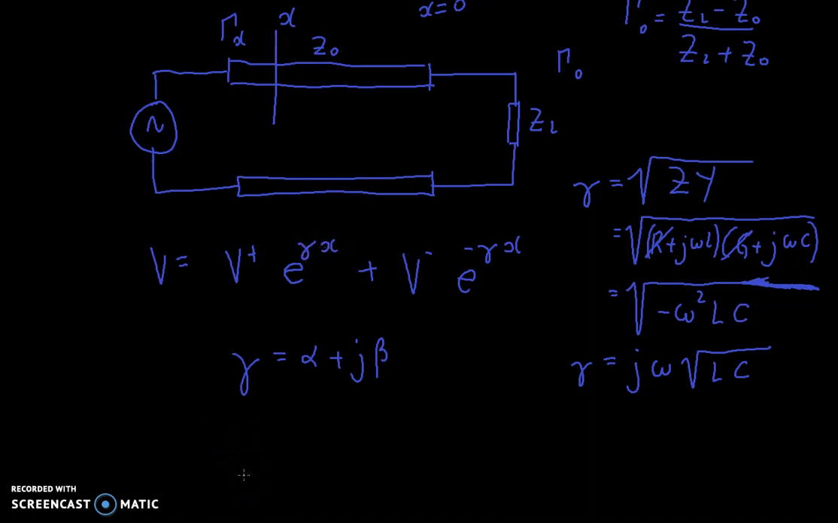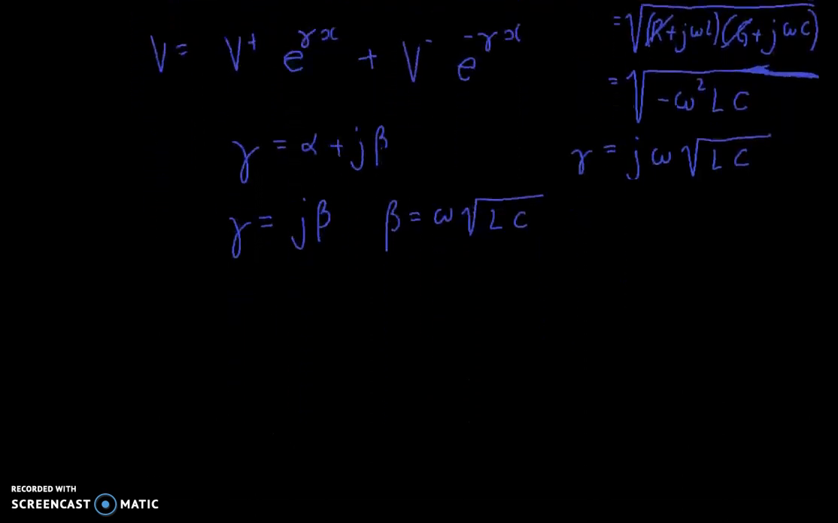So let's write. Right now, gamma is equal to j times omega times the square root of LC. So alpha is equal to 0. So gamma is equal to j times beta only, where beta is equal to omega times the square root of L times C. Okay, so let's see here. Remember that we have V plus e to the gamma x, which is equal to V plus. Now gamma is equal to j times beta, so we have e raised to the j times beta times x.